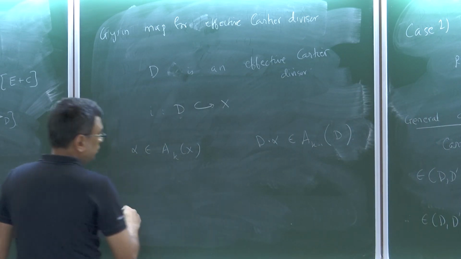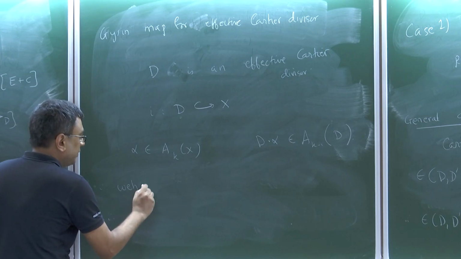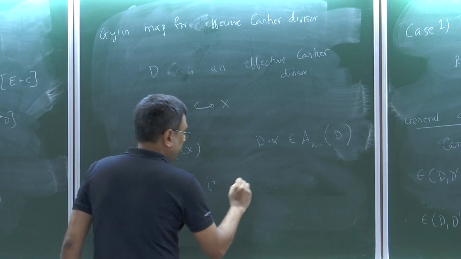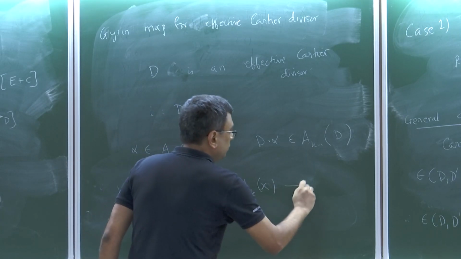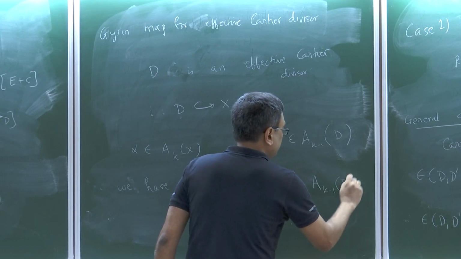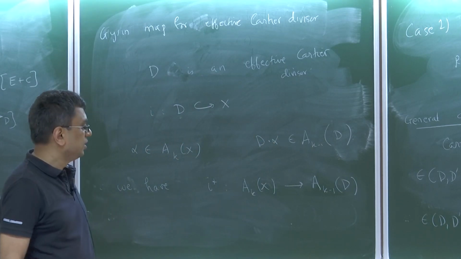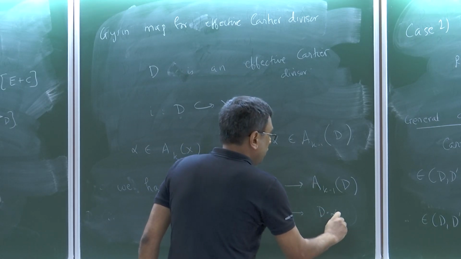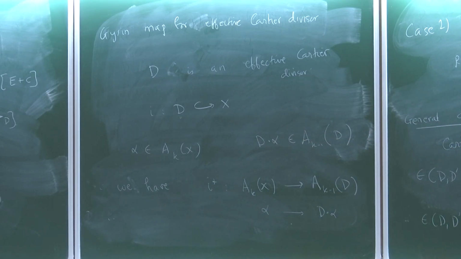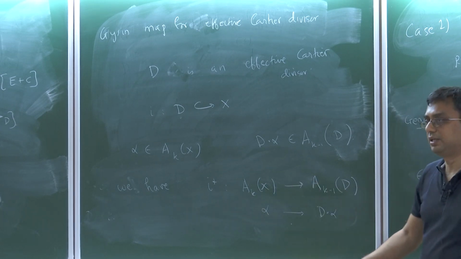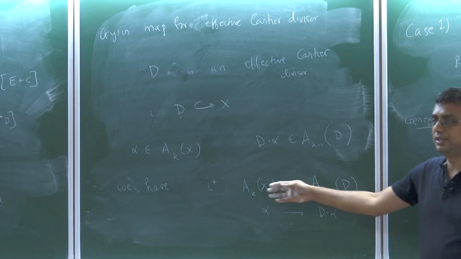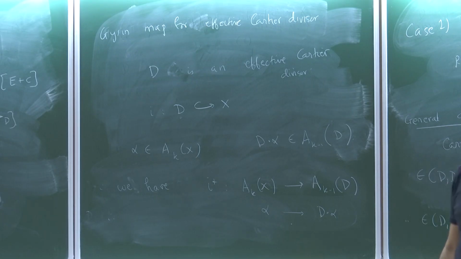So therefore we have a pullback map. We will denote it by i upper star, from A_k of X to A_{k-1} of D. So this is a pullback map from A_k of X to A_{k-1} of D, where alpha goes to D·alpha. All the verifications are the same. So like if alpha is rationally equivalent to 0, then D·alpha is rationally equivalent to 0. So all that has already been done. So therefore this map is well defined, and this is called the Gysin map of a divisor. So it is the pullback along an effective Cartier divisor.